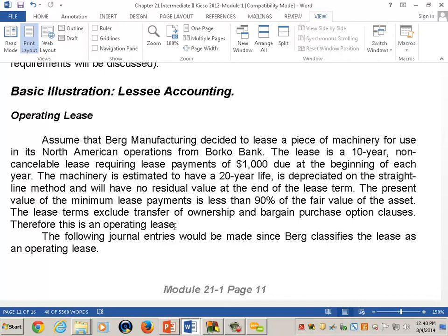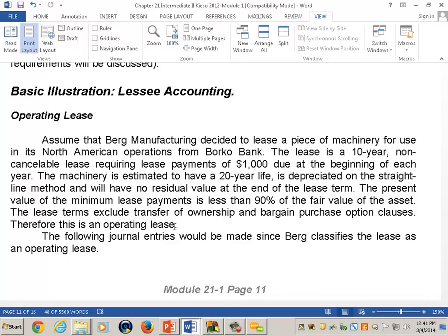Let's assume that we have Berg Manufacturing deciding to lease a piece of equipment for use in its North American operations from this Borco Bank. It is a 10-year lease. The payments are $1,000 at the beginning of each year, and the machinery has a 20-year life, depreciated on a straight line basis, no residual value.